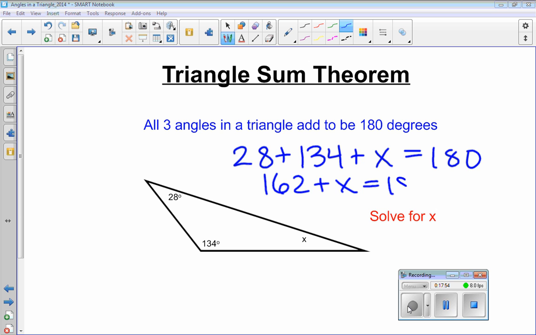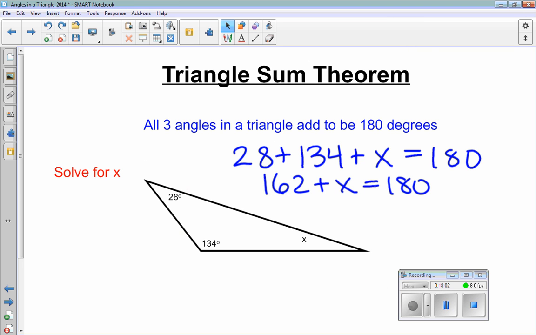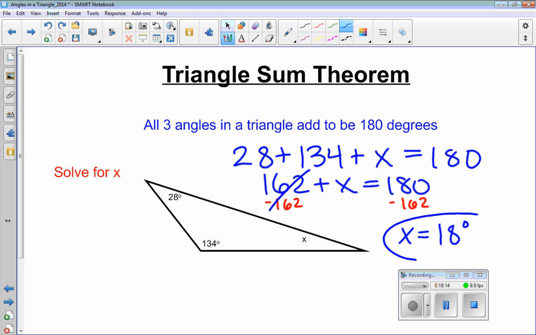Then I have to subtract that from 180. Would you agree? So I'm going to subtract 162 from 180. What's 180 minus 162? 18 degrees. So that's what x is. You should put that in your foldable. I want you to make sure that you have that degree measure there.